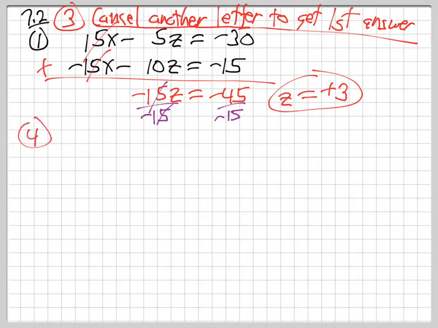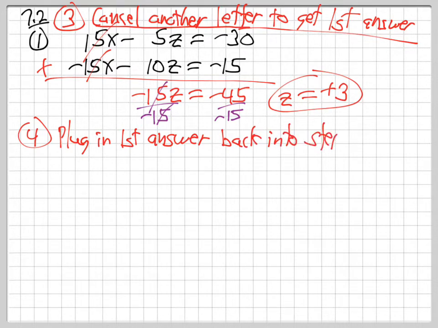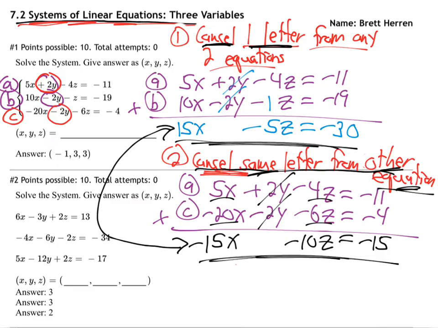Now, step 4, plug in your first answer back into a step 3 equation. So an equation from step 3. You see, we don't want to go all the way back to step 1 right now. We don't want to go all the way back here and plug in our z. Why? Because these equations back on step 1, they have 3 letters, x, y, and z. If I just plug in z, I'm still not going to know x or y. I don't want to do that.